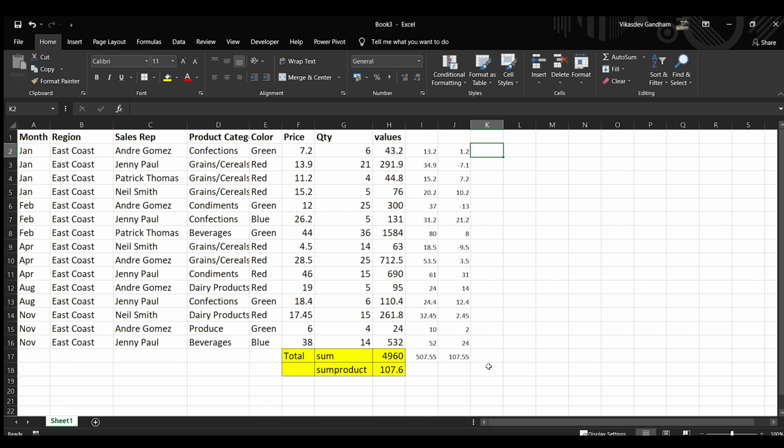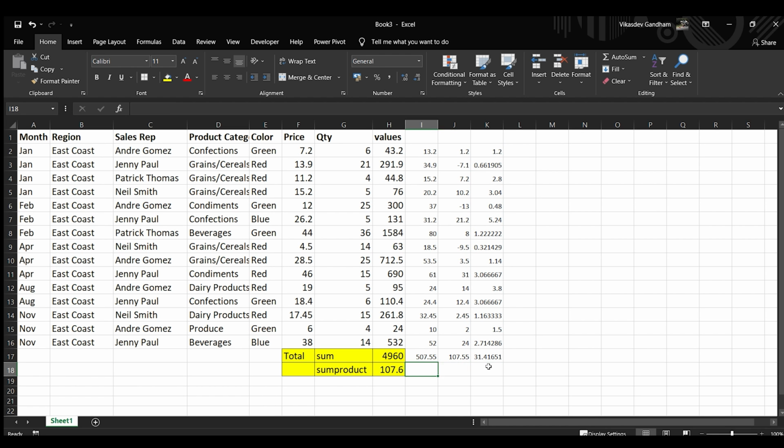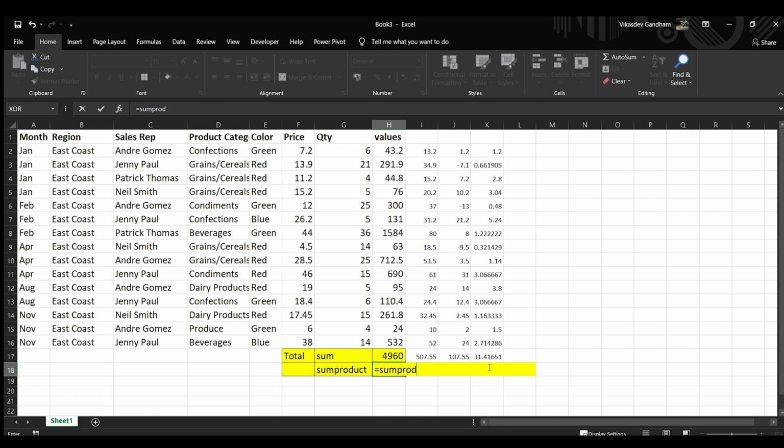Let's try the division. Is equal to SUMPRODUCT divided by this sum, 31, right? So again SUMPRODUCT divided by, close the bracket, enter. So this is how this formula will be helpful in multiple ways.